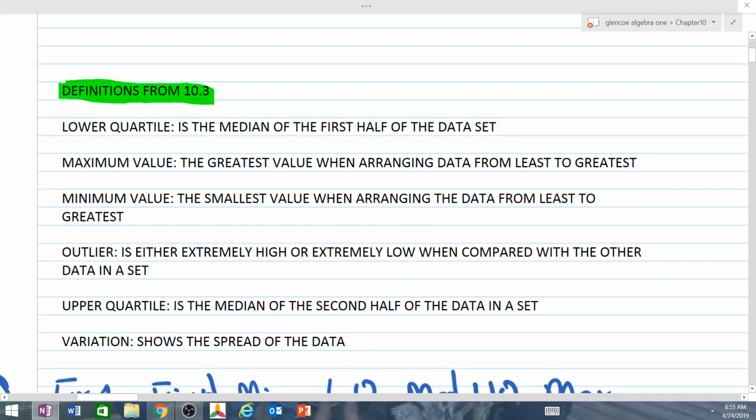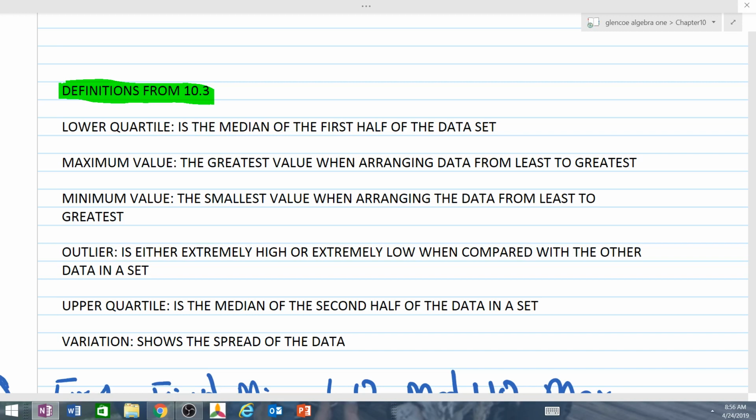Okay, and here are your definitions, and I will allow you time to copy these at the end one more time. The lower quartile is the median of the first half of the data set. The maximum value is your greatest value. Your minimum value is your smallest value when putting them in order from least to greatest.